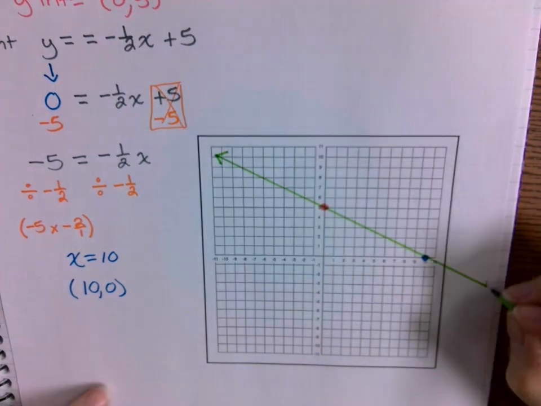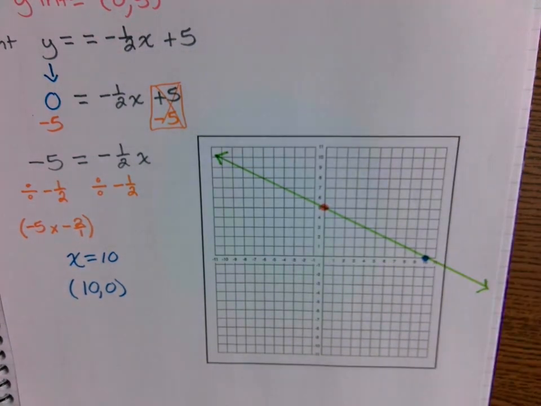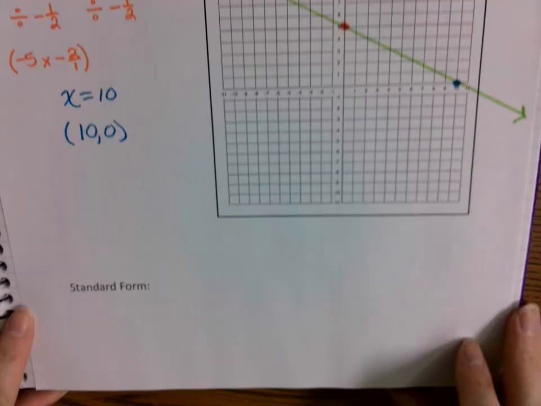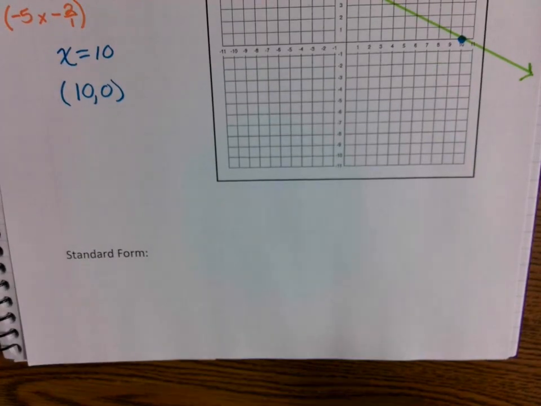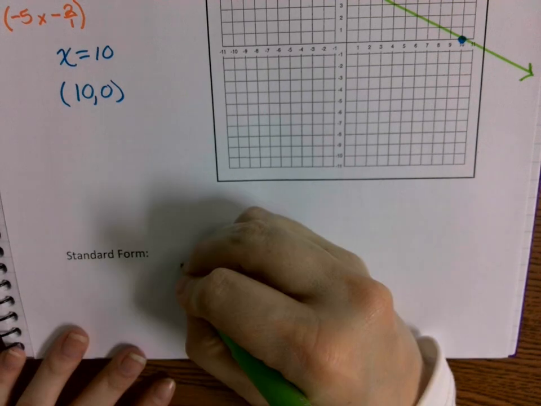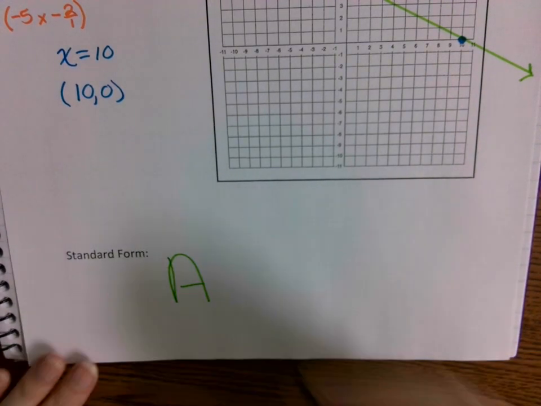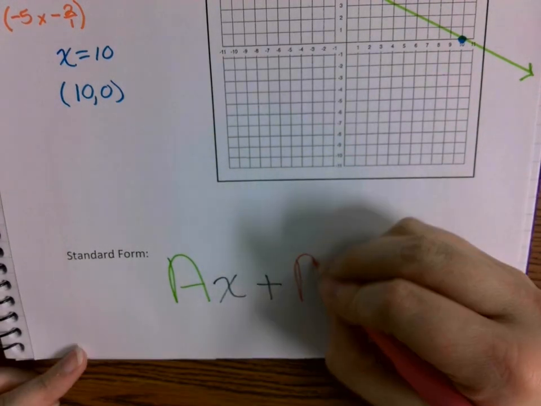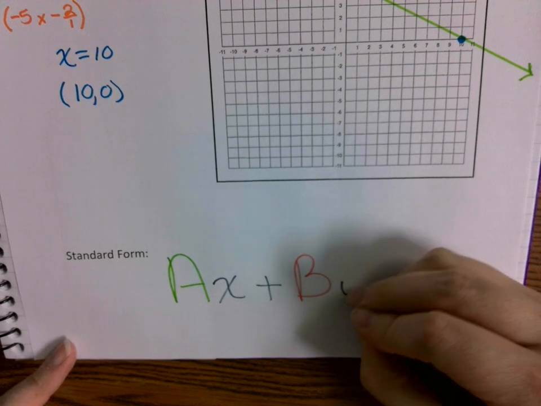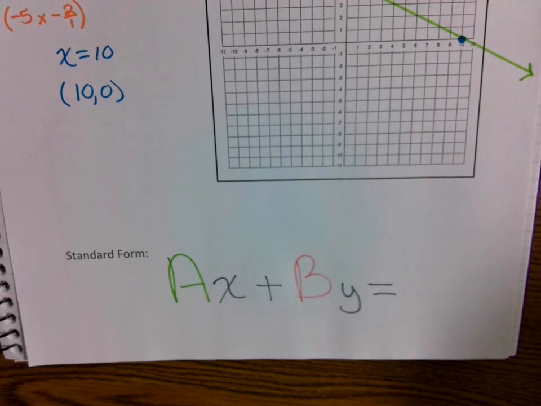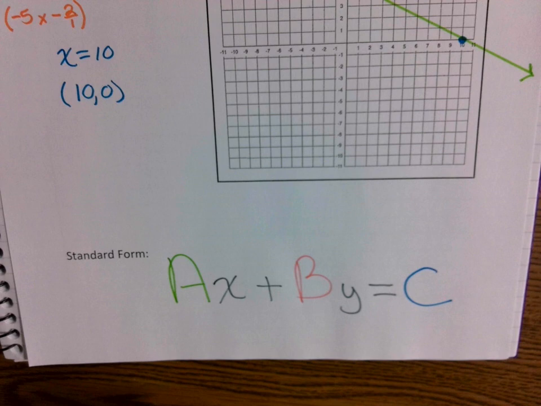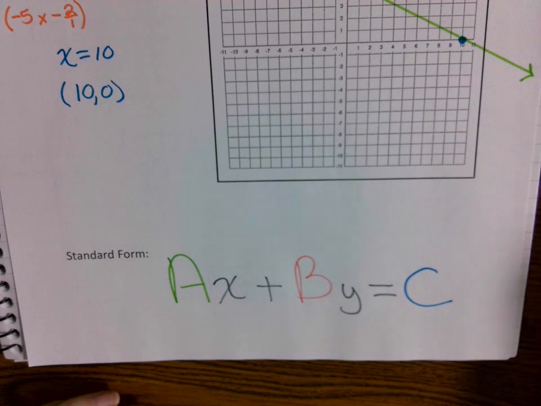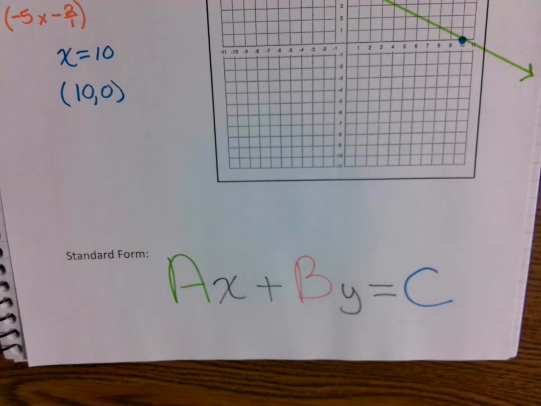Okay? All right, now down here at the very bottom, I wrote down standard form, just as a reminder of what standard form looks like. It's in the format of a times x plus b times y, and that's equal to c. ax plus by is equal to c. That is standard form. And so not every single one of your problems is going to be written in that slope-intercept form. They might be written in standard form, but you don't have to rewrite.